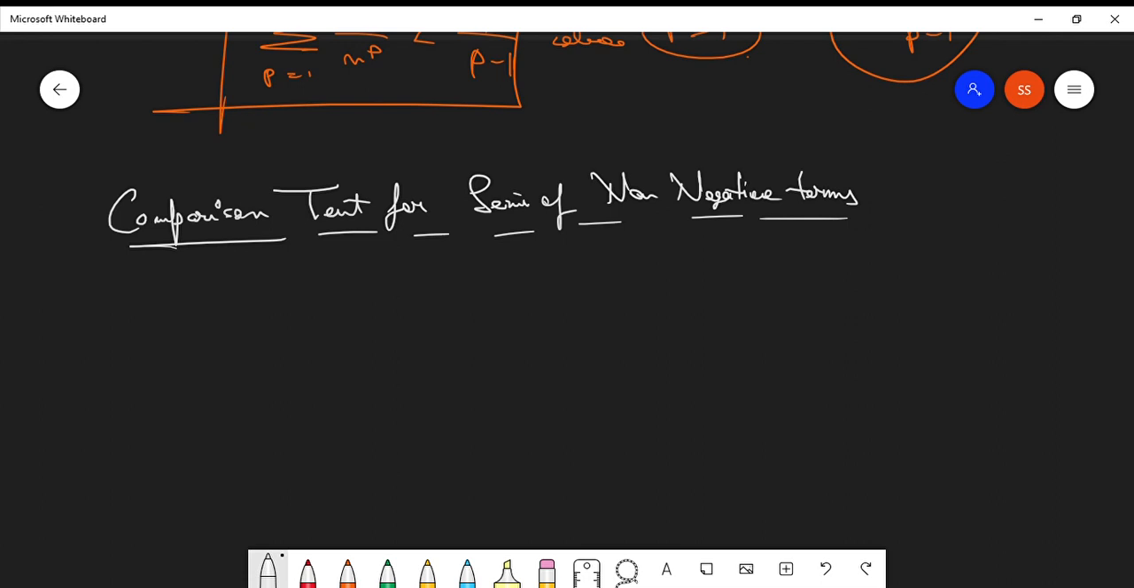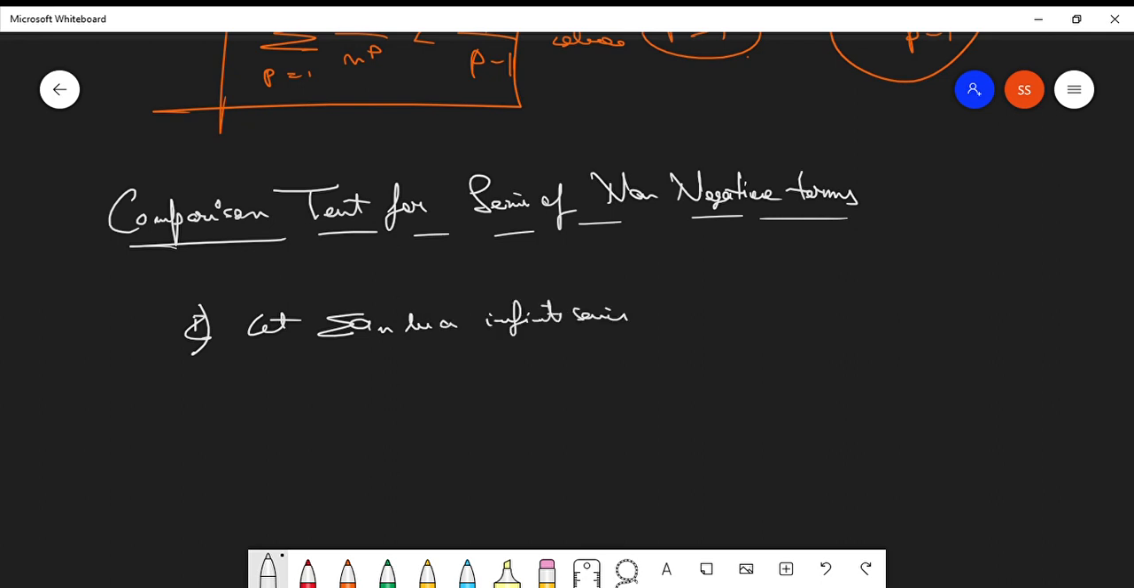Under the comparison test, we basically emphasize two tests. One is the direct comparison, one is the limit comparison. Okay, clear. So what is this direct comparison test? Basically, the direct comparison test says, let the sum of a_n be an infinite series.